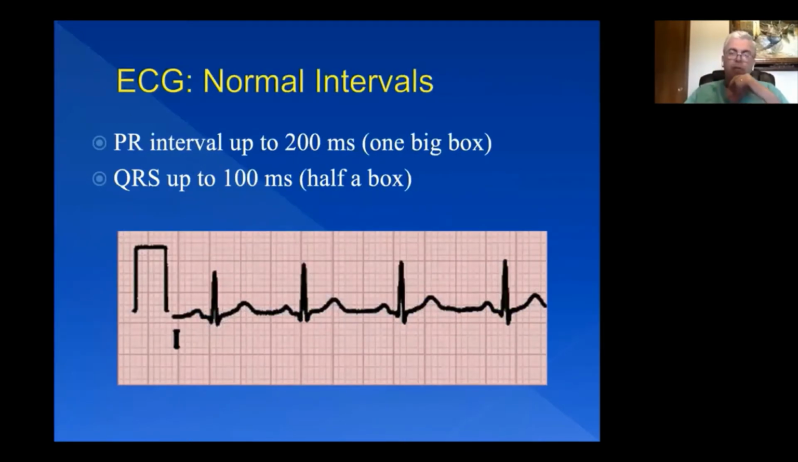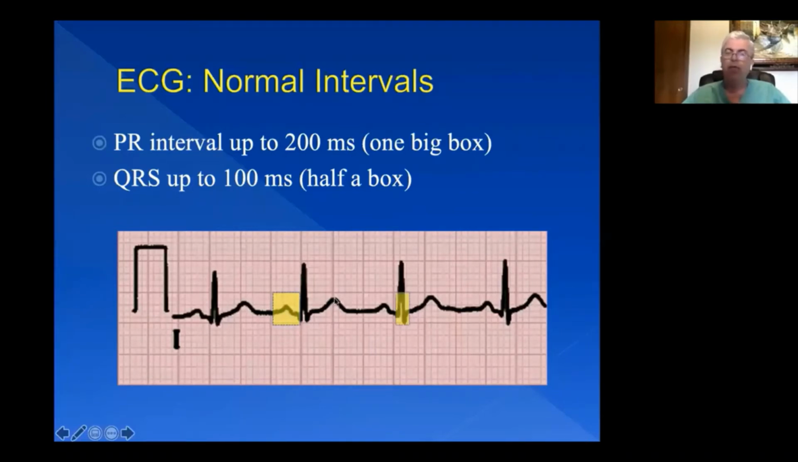Normal intervals, quick way to figure it out. For the PR interval, usually one big box is the upper limit of normal. Each millimeter is 40 millisecond. When you say 25 millimeter per second, that's 25 millimeter per 1,000 millisecond. Each millimeter is 40 millisecond. 5 millimeter, which is the dimension of those big boxes here, is 200 millisecond. The PR interval should be contained within that big box to be normal.